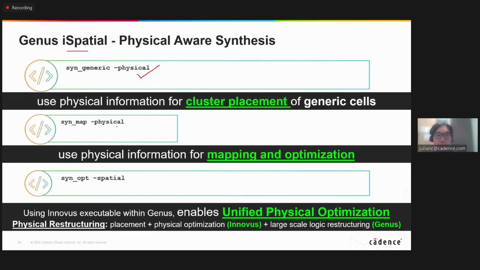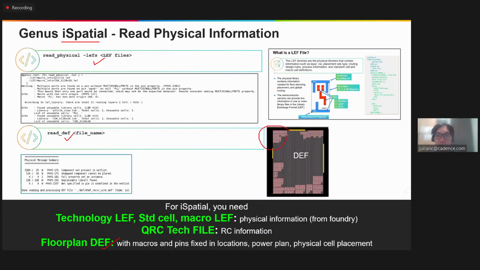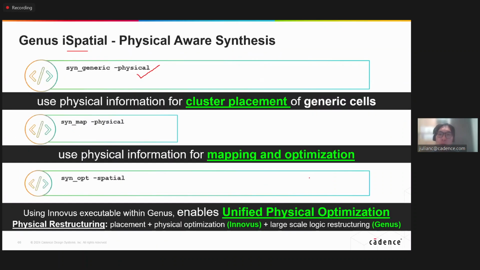Okay, then syn_map -physical, exactly the same. syn_map is also about mapping to logic libraries. But this time, if you add -physical, it will use the physical information more. It now knows the placement from the floorplan DEF. It now knows that your memories are placed here and your register is placed here. It now knows that it's a very long path. So it uses this information to select a better logic library, a better cell library for mapping. Maybe last time it was using small buffers. Now, because it's so far away, it needs to use a bigger buffer.